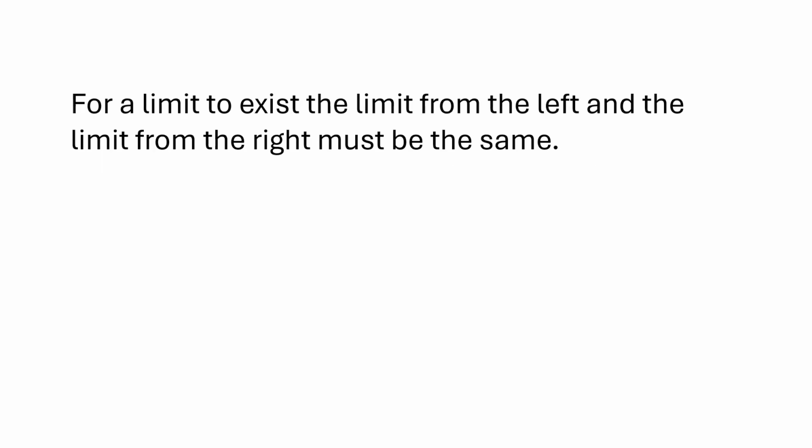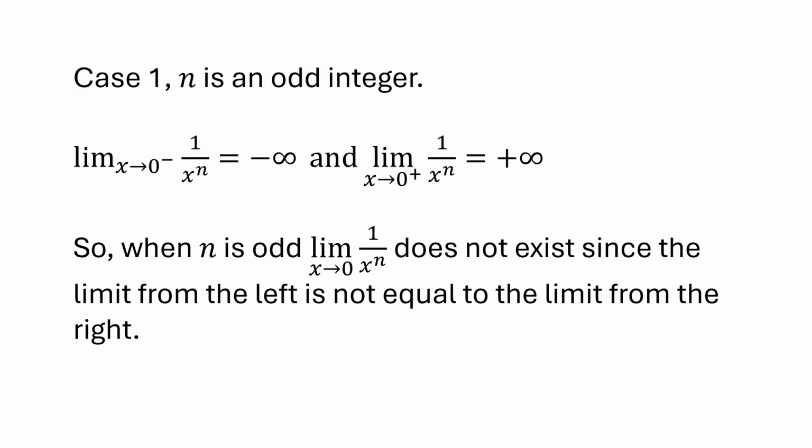For a limit to exist, the limit from the left and the limit from the right must be the same, and they will be the same as the limit. Case 1. n is an odd integer.